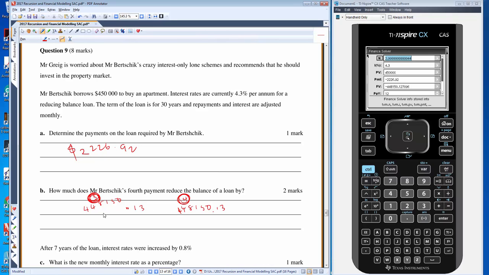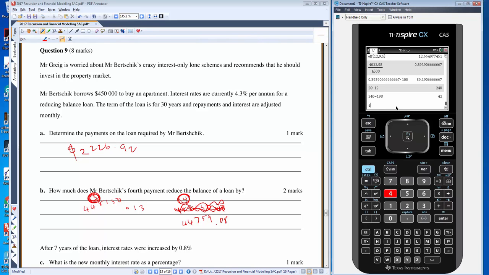Okay, now what happened there? That's wrong. For future value, sorry, I thought that number looked familiar. It's 44759.08. We're going to subtract this amount from the earlier amount, and that'll be the loan reduction. So let's get out of Financial Solver, back into the main screen. 44759.08, and we're removing that from 448,150.13. And that's way too much. I've missed a number somewhere.